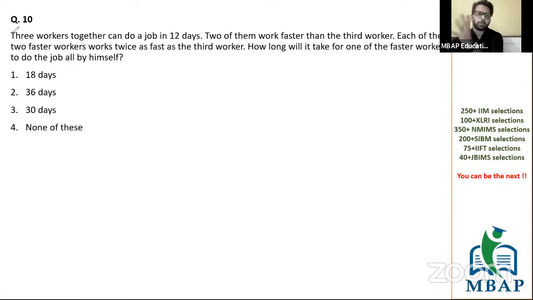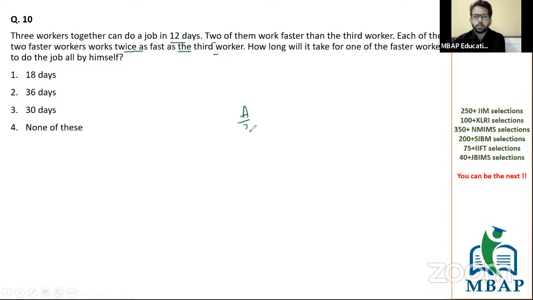Let's see again, question number 10, a very easy, mediocre question of time and work. We will not take more time. Three workers together can do a job in 12 days. Two of them are faster than the third one. Each of the two faster workers works twice as fast as the third worker. This is the only hint.